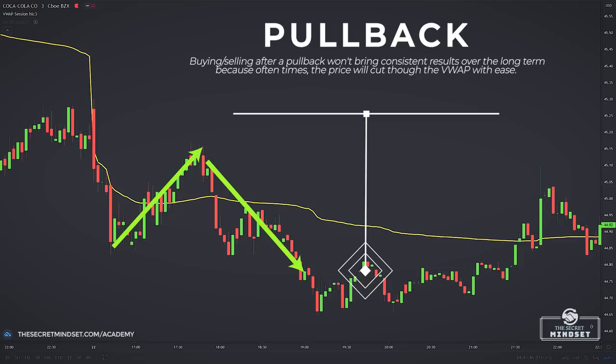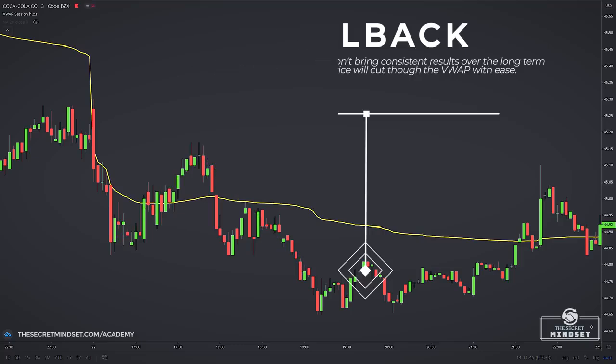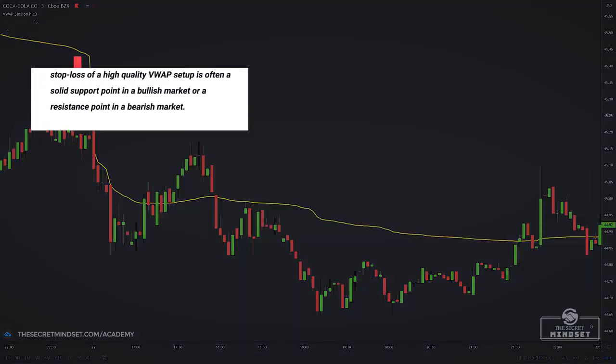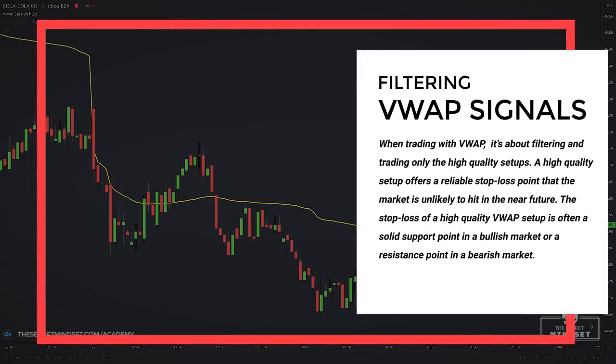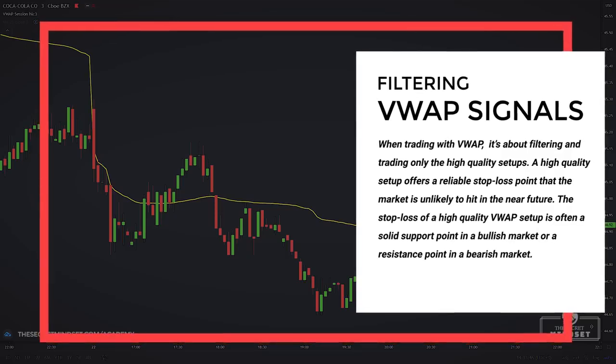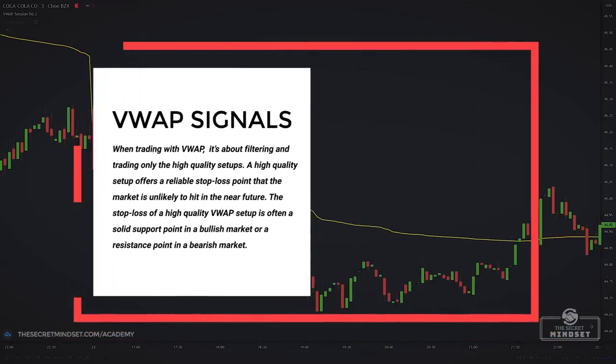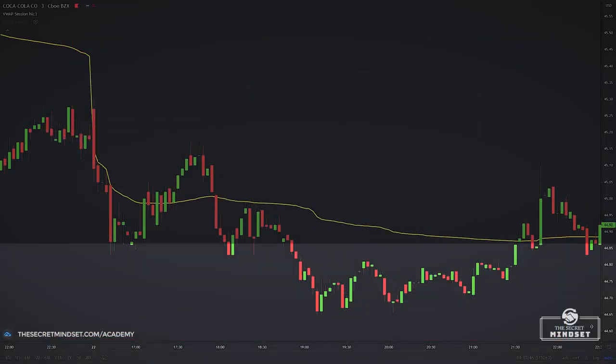The greatest value of a trading setup is not the entry it offers, but the stop loss it implies. For VWAP setups, our stop loss is always on the other side of it. A high-quality setup offers a reliable stop loss point that the market is unlikely to hit in the near future. The stop loss of a high-quality VWAP setup is often a solid support point in a bullish market or a resistance point in a bearish market.